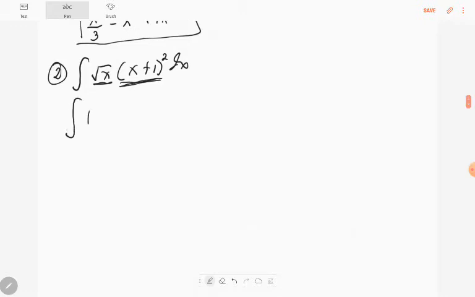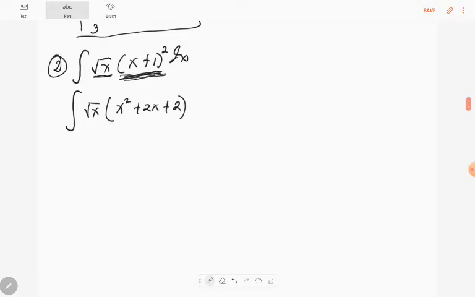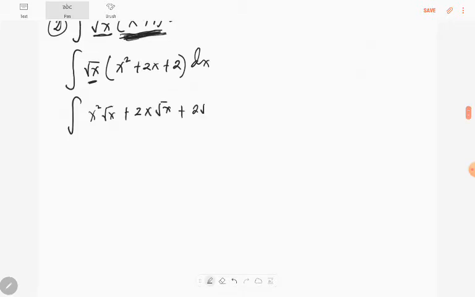So we can rewrite this as the square root of x times the square of the binomial, which expands to x squared plus 2x plus 1. That is by expanding this part of the factor. Now we can distribute the square root of x to each of the terms inside. So you have x squared square root of x plus 2x square root of x plus square root of x dx. So this is by distribution.